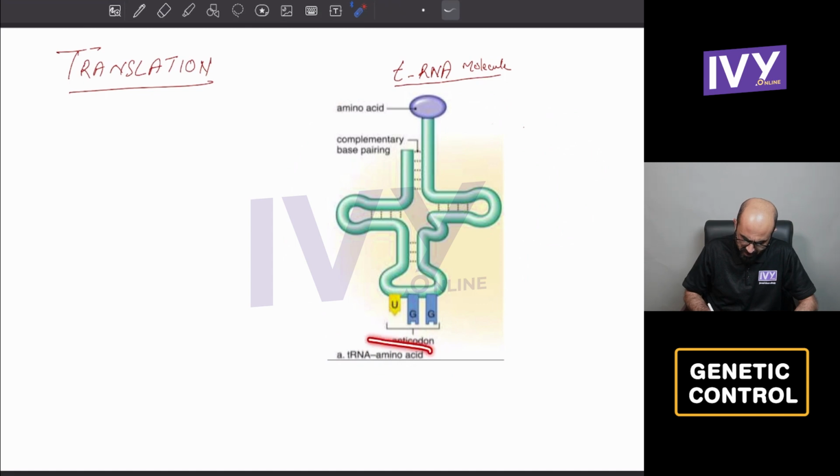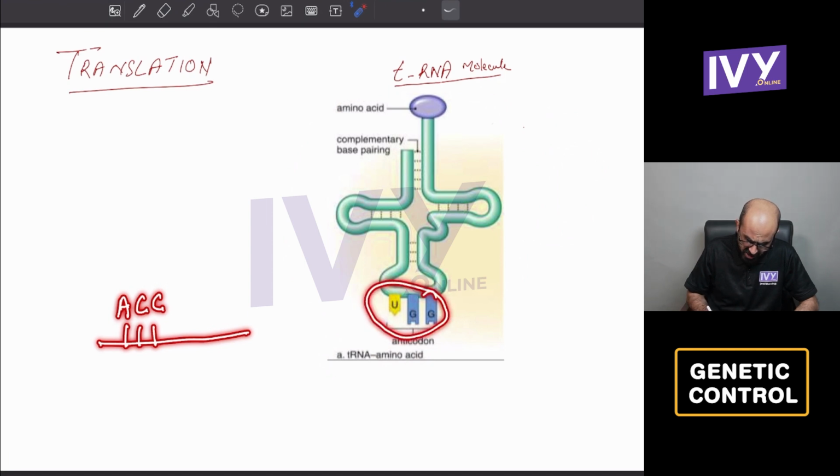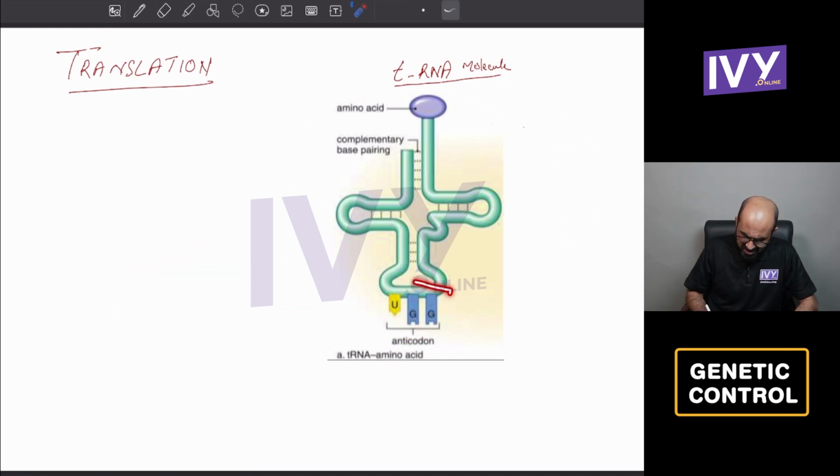So this will be paired with the nucleotides on the messenger RNA. If there's a messenger RNA with the sequence adenine, cytosine, cytosine, then these three can be paired up with this messenger RNA molecule, as U pairs against A, G against C, and G against C again. So this site is the attachment for the messenger RNA. And this is the site which is used for the attachment of the amino acid molecule.